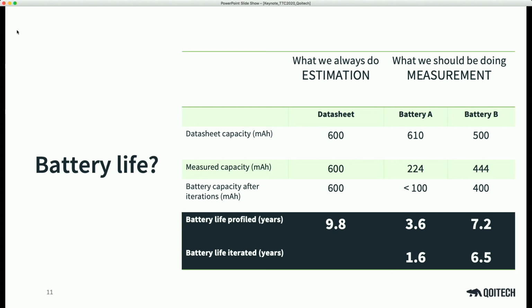And then you take the third step and you actually emulate the battery. Emulating, in this case, you are replaying that profile, and now you are iterating that until your device dies. So you are seeing what kind of capacity you can extract for your specific device, and you end up with even lower. In the first case, less than 100, whereas battery B is still keeping strong, about 400.